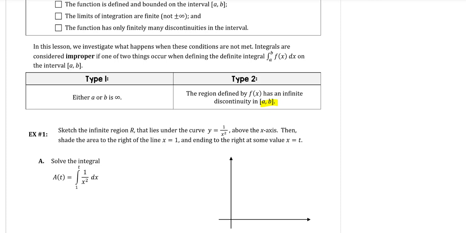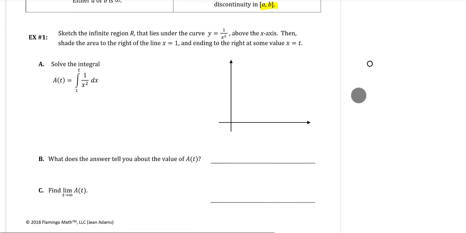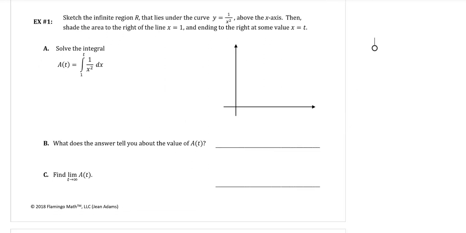So let's start with the most basic problem that we see with this. We're going to sketch the infinite region R that lies under the curve y equals 1 over x squared, above the x-axis, and then shade the area to the right of the line x equals 1. We're going to end at the right at some value t. We're just going to graph the positive region just to keep it simple.